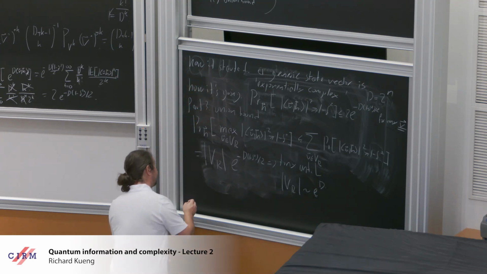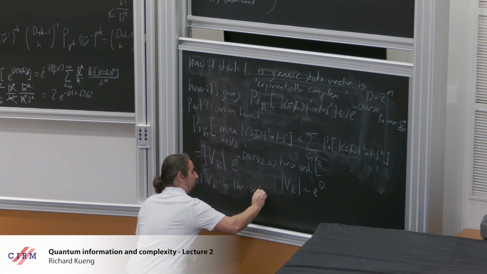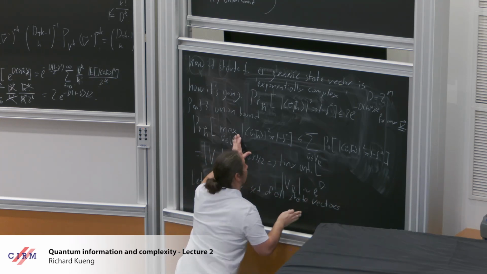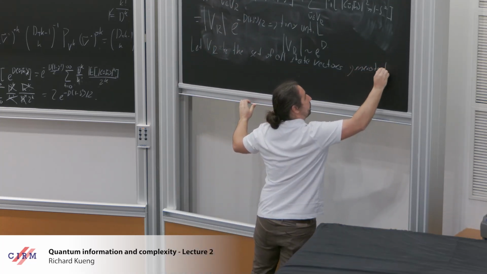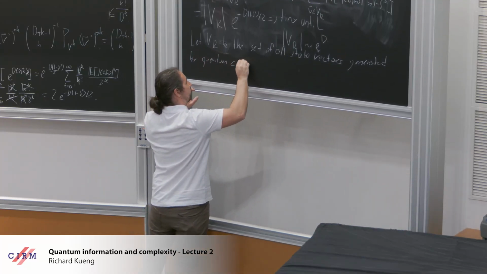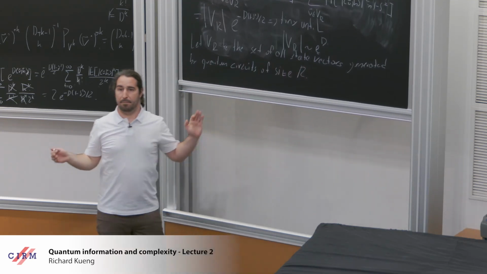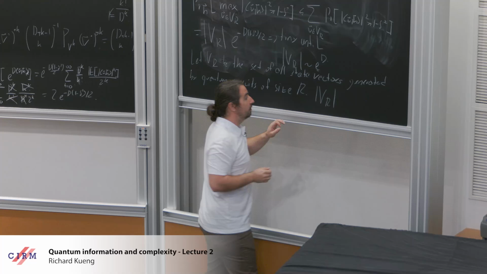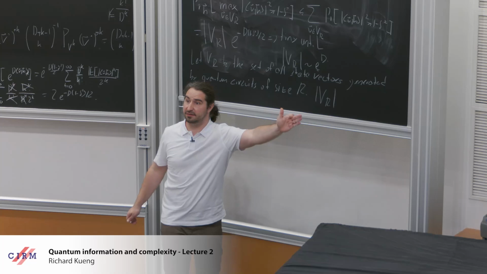So the last part is, let VR be the set of all state vectors generated by quantum circuits of size r. Okay? Then we can count them. Then we can count, like in the classical case, how many different circuits can I build, which is an upper bound to how many different state vectors I can reach.